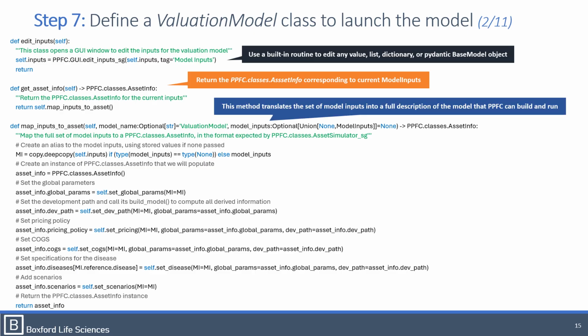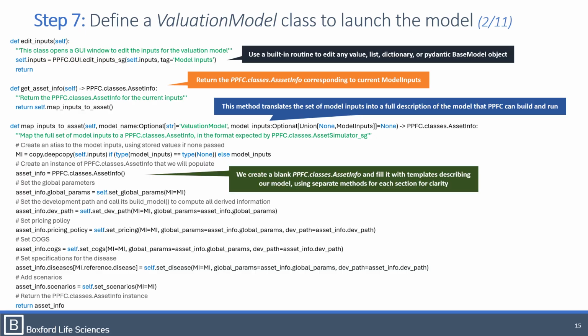And that calls the main workhorse of this routine, map inputs to asset, which is going to take as an input an instance of these model inputs and return this fully contextualized set of descriptions for PPFC that we hold in this class asset info. The way that this works is that we create a blank version of this asset information class that's going to collect the information, and then we go through and we set individual methods to provide each component of the information, and we're going to go through next one by one.